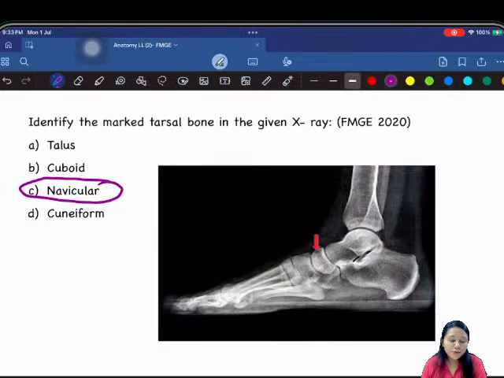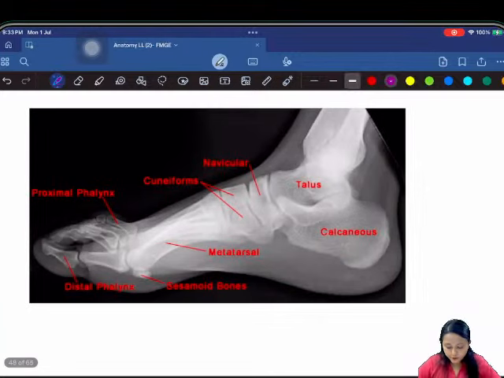So you may expect some question on the tarsal bones or the carpal bones as well, because it's very common nowadays. The image-based question. They will give you an X-ray, they will give you an arrow, and they will ask you to identify that. Very good, Aditi Bandal. Yes, she has answered it correctly. Very nice.